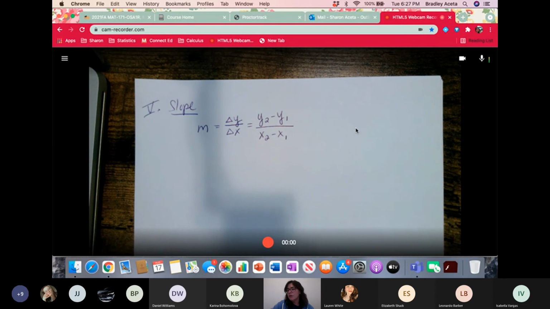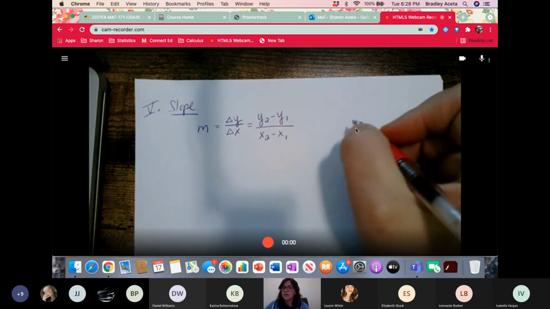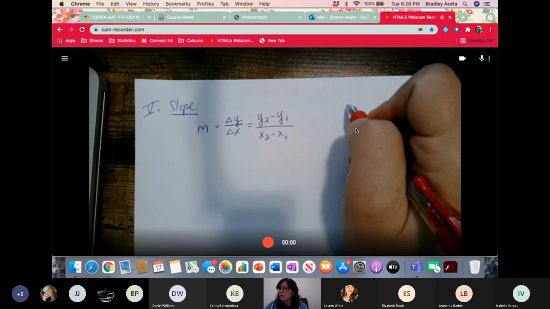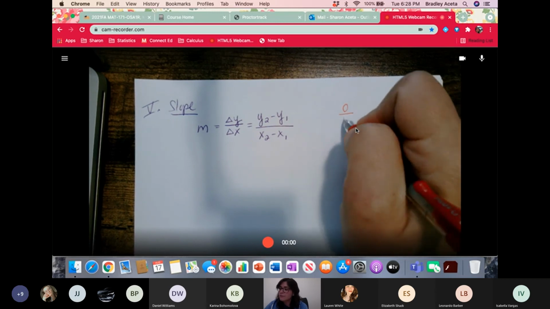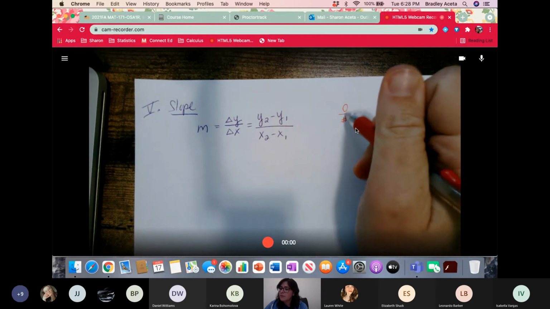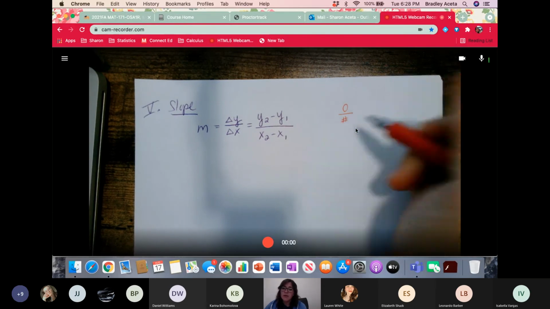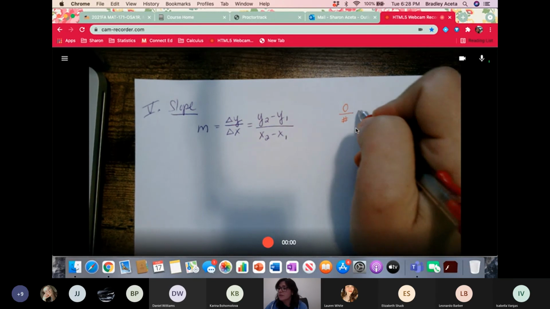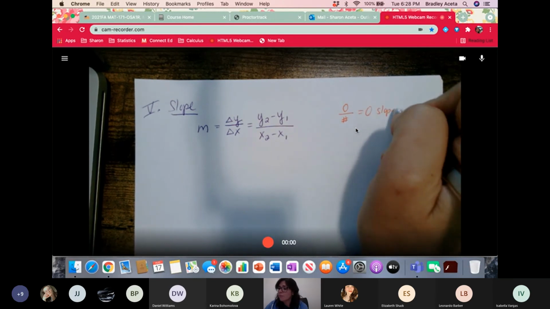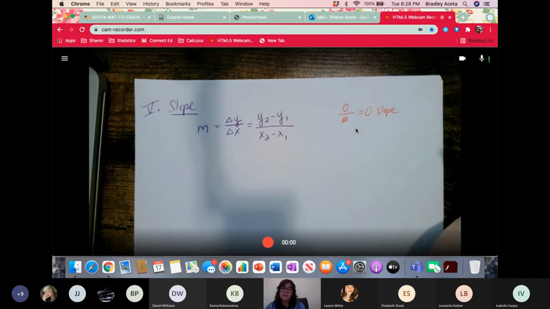Okay, and real quick, going back to the zero and the undefined, how do you know if you're working through a problem and you get a zero slope or an undefined slope? I always think that's a great question, so you might want to write this over here. You are always allowed in mathematics to have zero in a numerator, and then you would always have a number in the bottom, like a 1 or a 2 or whatever. Zero on top is zero slope.